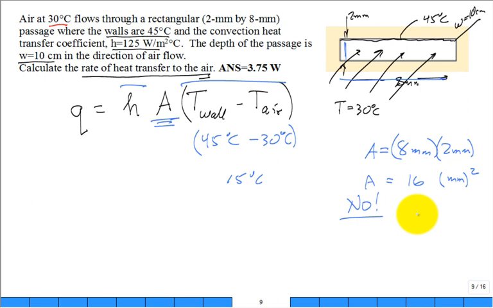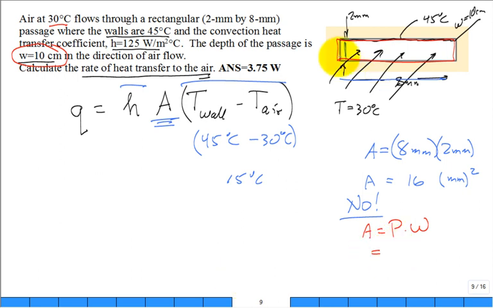So basically, how many people said, I'm going to take a perimeter, which is going to be this length plus that length plus that length plus that length, and multiply it by the depth to get my area? Is that the way? I saw some people back here. You're right? That's the way you thought? So the area is the perimeter times the depth. The depth was given to be 10 centimeters.